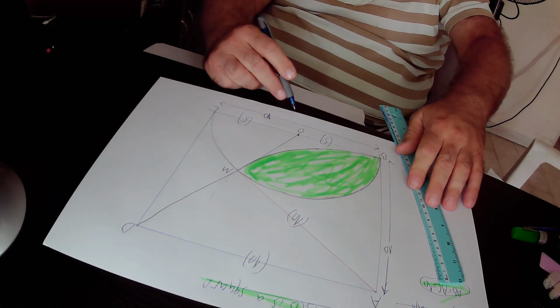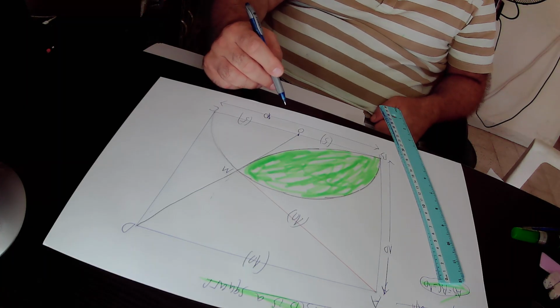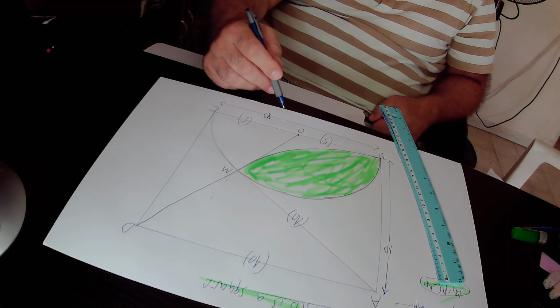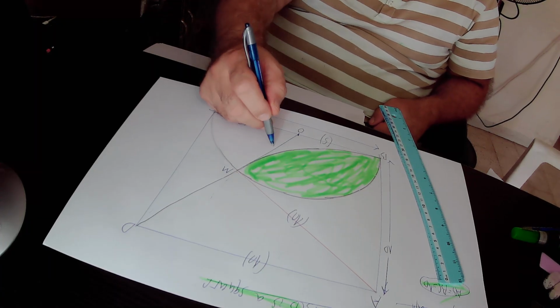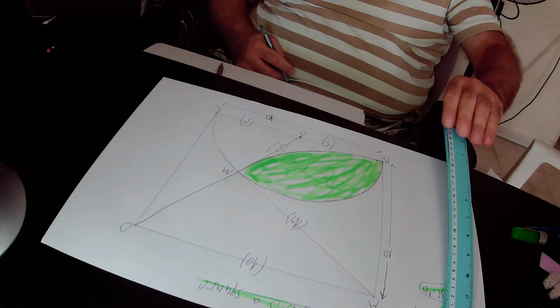Point O is the center of the semicircle, point M is the point on the semicircle itself. Therefore, OM is the radius of this semicircle. This is equal to 5 units in its length. Here we can implement rule 1.